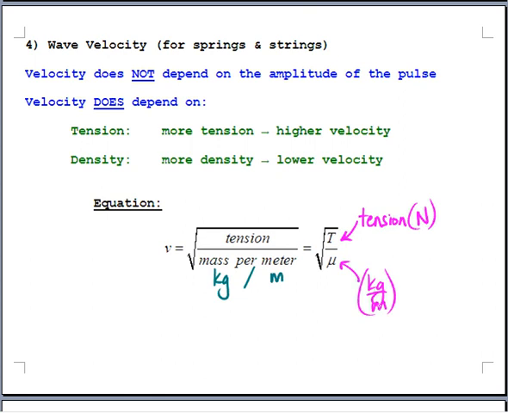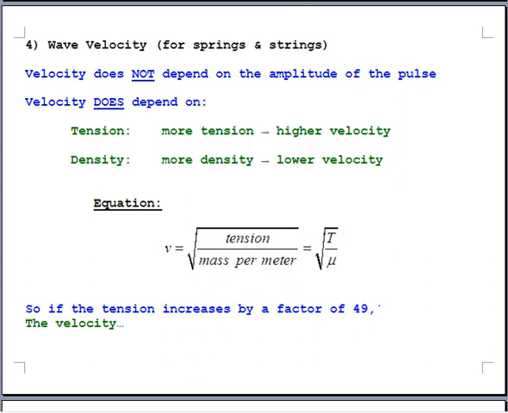So let's try an example looking at how fast waves might travel in a guitar string. Oh, sorry, I should throw this in there. If the tension increases by a factor of 49, if you tune the guitar to make a string 49 times tighter than it was originally, and the thing didn't snap, remember you take the square root of something that got 49 times bigger, so the velocity would actually increase not by a factor of 49, but the square root of 49. You'd have a 7 times faster wave in that string.